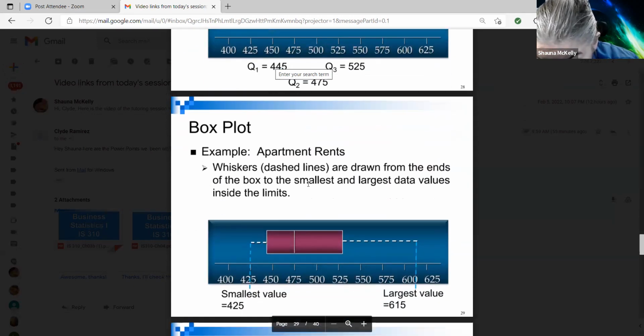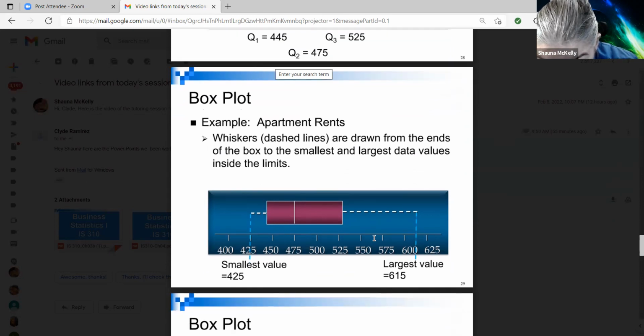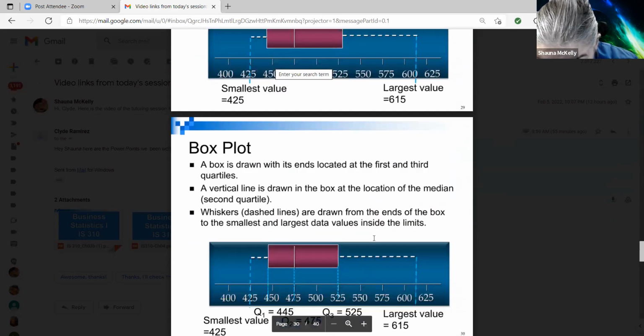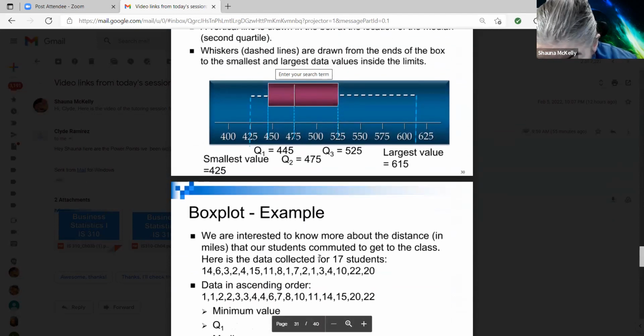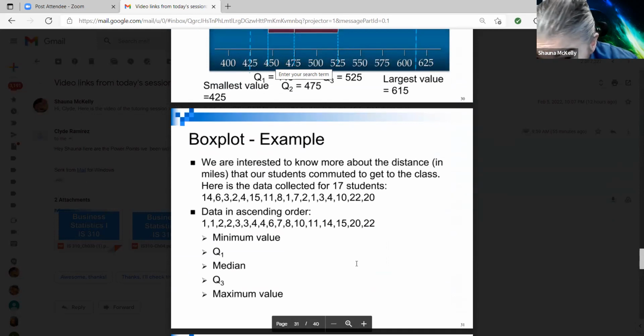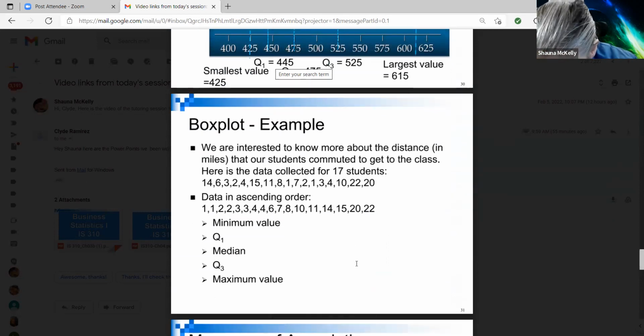Now here, notice, she's showing you the whiskers, okay? So she's making the whiskers dashed, and your box plot looks like this. Now here she gives you another example with more data, okay? This is on slide 31.